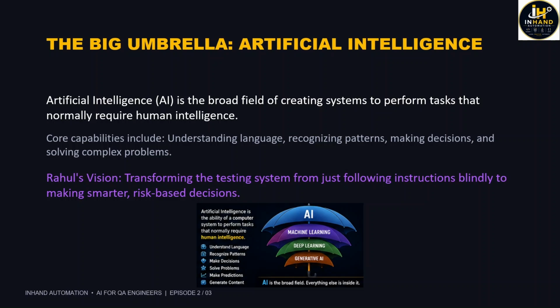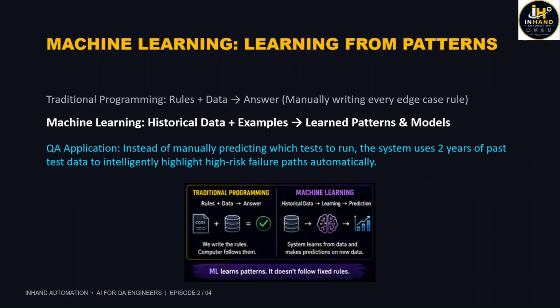But there is a problem. Now, again, what is the problem? How will the system know which tests are risky? Rahul cannot manually write a rule for every possible situation to decide which test may be risky. That particular situation takes us to the new concept which we are going to learn, machine learning.